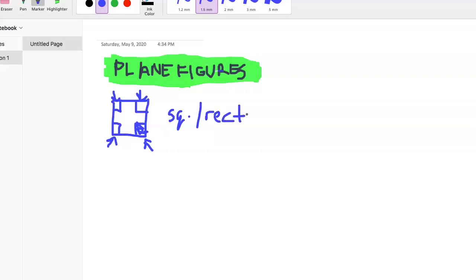So when somebody shows you this and asks what type of figure this is, and they give you options like parallelogram, trapezoid, square, and rhombus, it's a square because it's got 4 right angles. It has to be either a square or a rectangle.